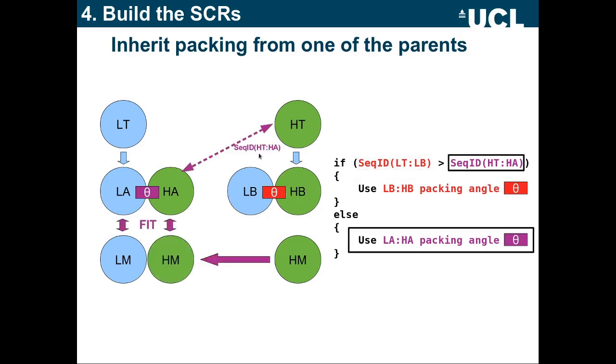If on the other hand it's the other way round and the heavy chain had a higher sequence identity than the light chain did, then we take our model of the light fitted onto light chain A and the model of heavy fitted onto heavy chain A, and that means we'll end up inheriting the packing angle from structure A.